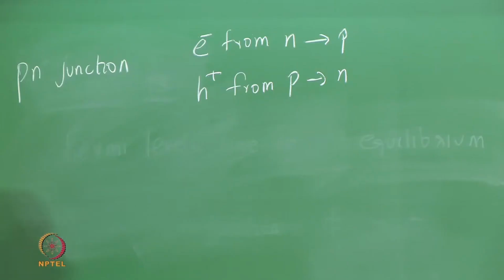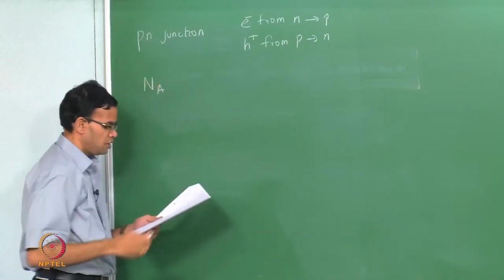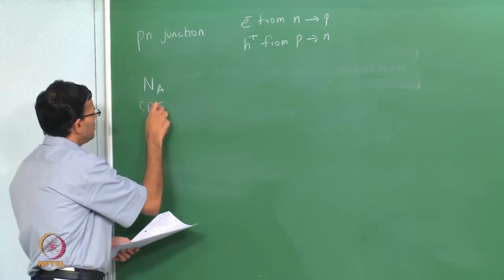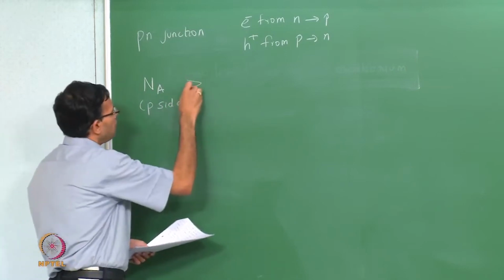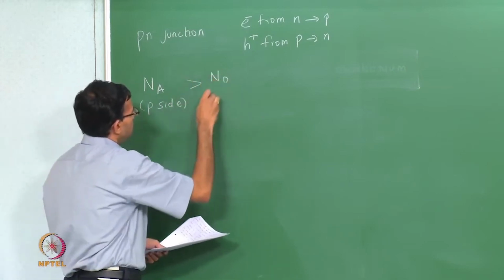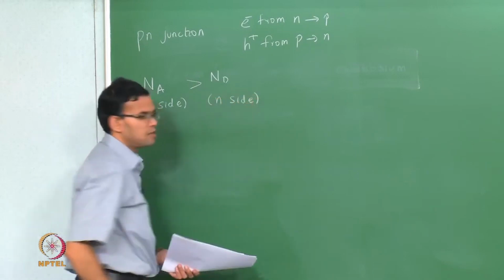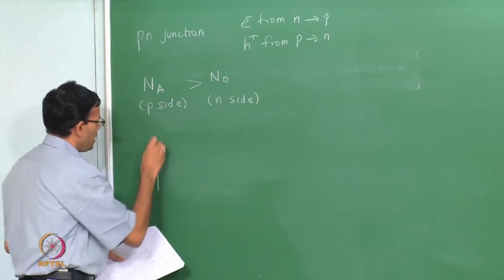So, let us consider a p-n junction where the acceptor concentration Na, this is on the p side, is greater than the donor concentration Nd, and this is on the n side. So, let me redraw my p-n junction.